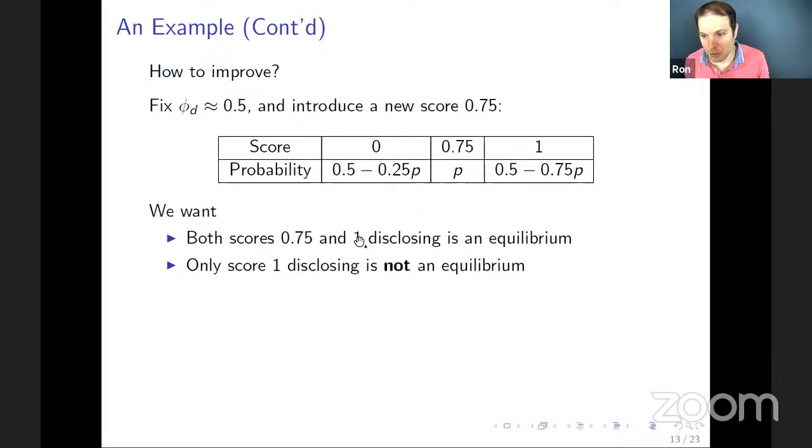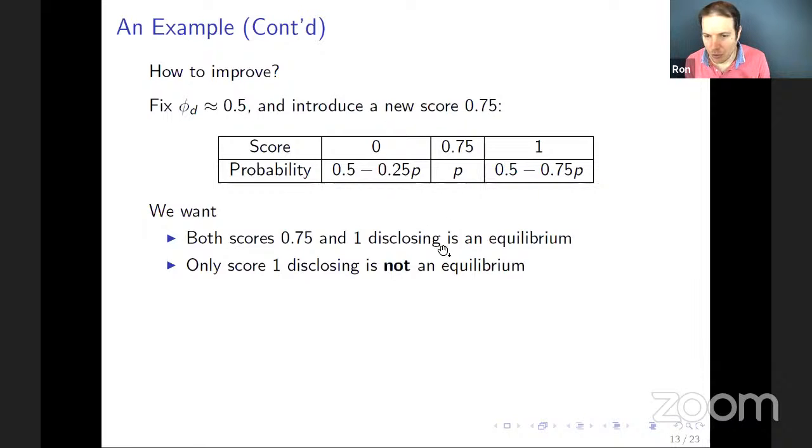What's a bad equilibrium? Well, one bad equilibrium is that the agent is just not going to disclose. Well, we're going to take care of that. We're going to fix the disclosure fee at slightly less than 1/2. So that's going to take care of the agent not disclosing, as we saw previously. We also want to make sure that there's no equilibrium in which only score 1 discloses, but score 3/4 doesn't. Okay, that's another bad equilibrium for us as intermediaries.